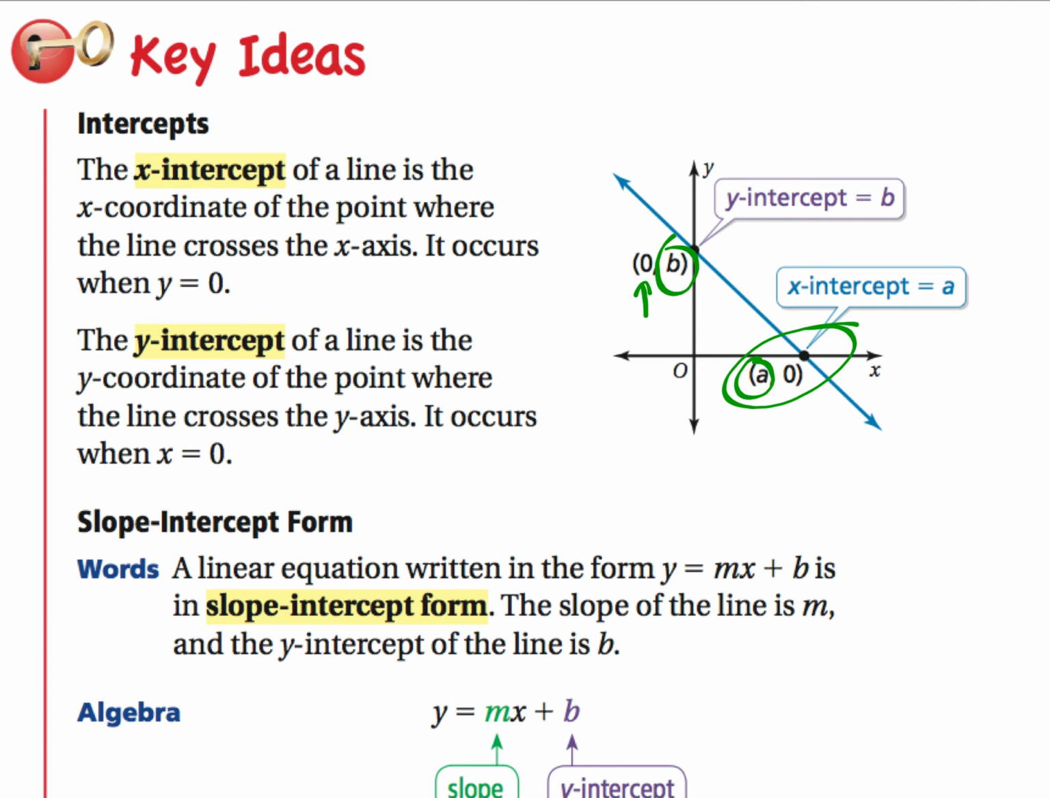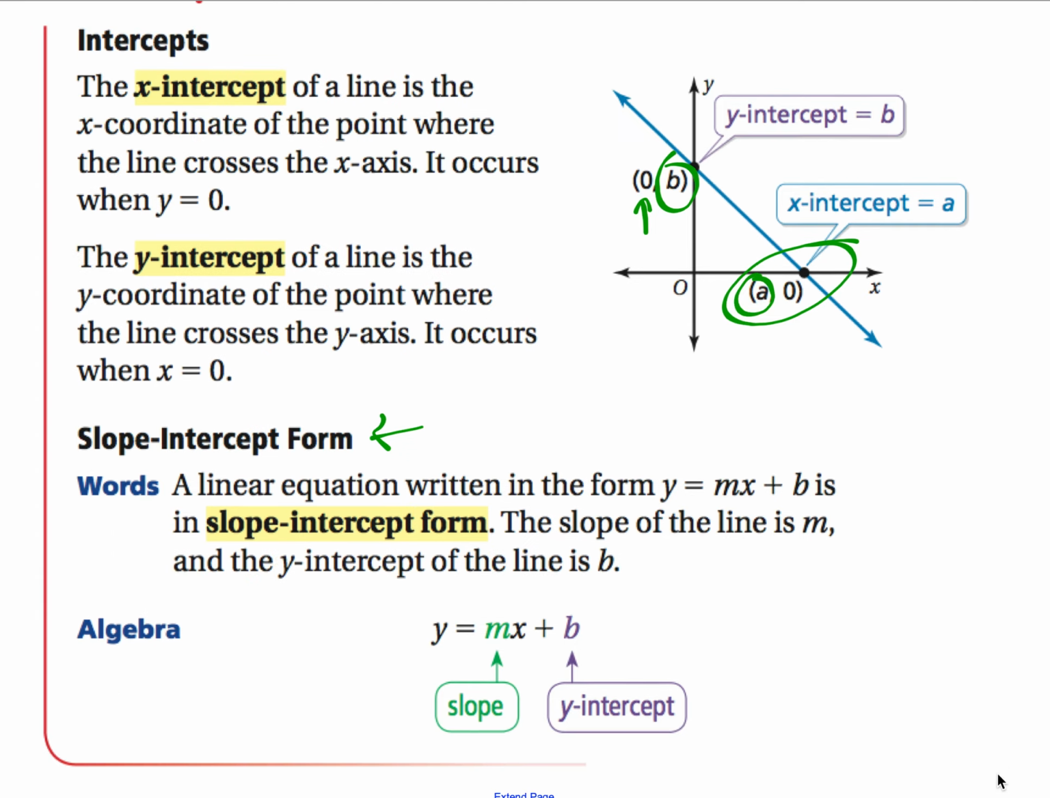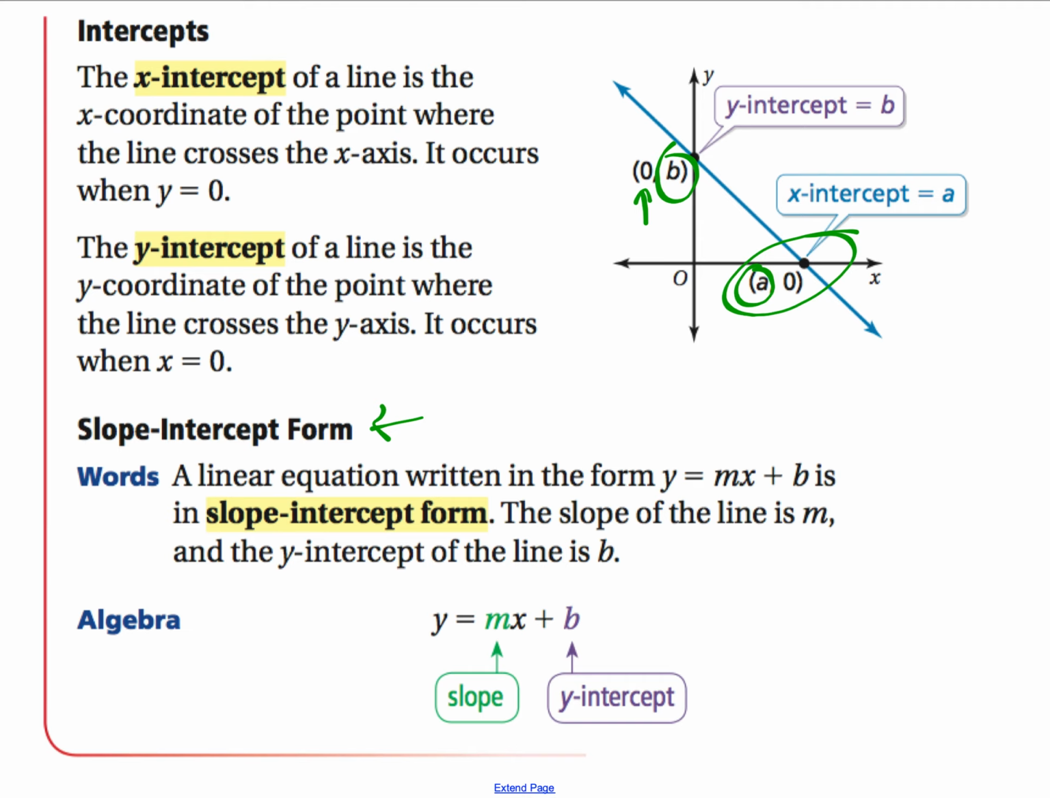And this gives us something called slope-intercept form. We discovered this through that worksheet where we graphed a line using slope and then did a translation with it. A linear equation written in the form y = mx + b is in slope-intercept form. The slope of the line is m and the y-intercept is b. We already knew from previous lessons that m was going to be the slope. Now this is just the y-intercept.